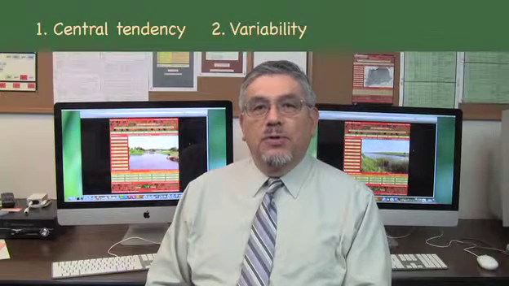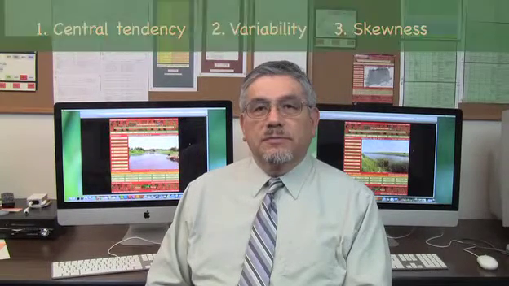The properties of statistical distributions are described by the following measures: 1. Central tendency, 2. Variability, and 3. Skewness. Statistical distributions are described in terms of moments. The first moment describes central tendency, the second moment describes variability, and the third moment describes skewness.